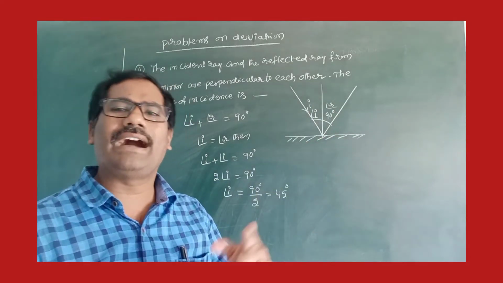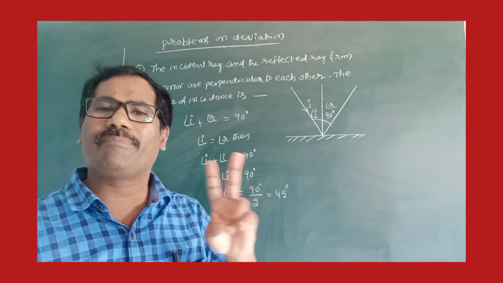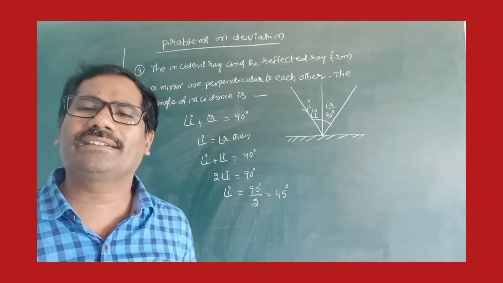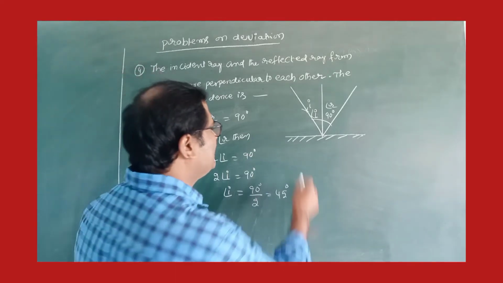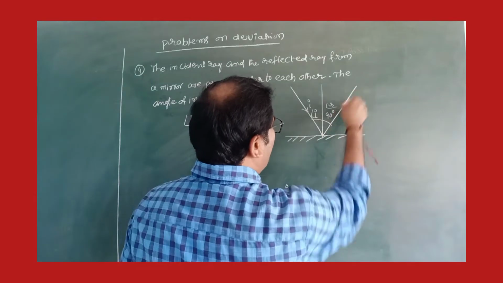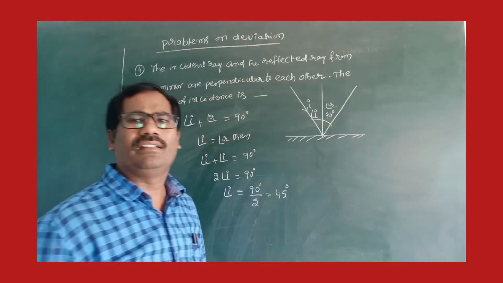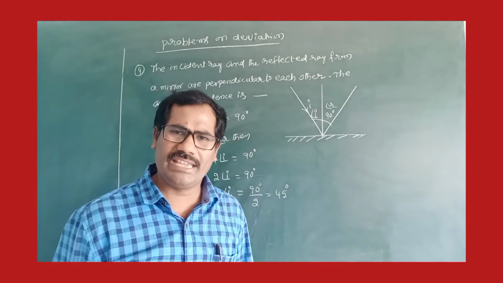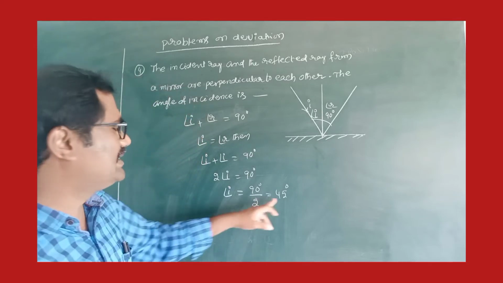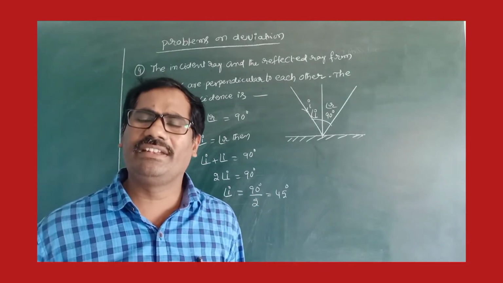That means it is r. They are mutually perpendicular to each other, exactly 90 degrees. That means they are perpendicular to each other, and angle i and angle r are the same. That is, the angle of incidence is 45 degrees.